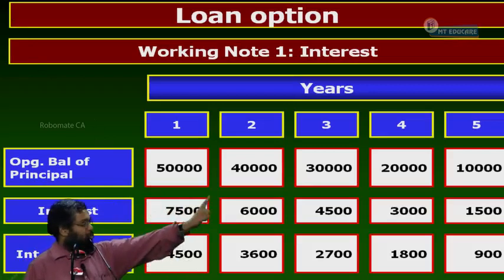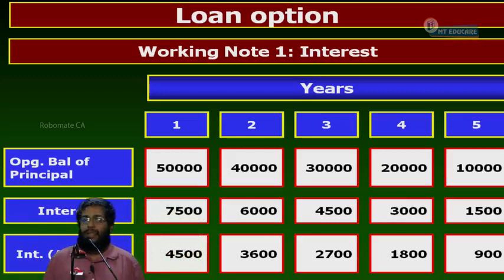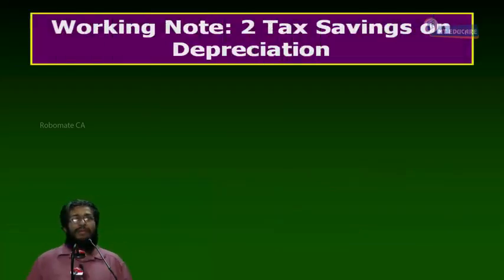The first cash flow is principal, over in step one. The second cash flow is interest after tax. Tell me the third cash flow. Depreciation tax savings. Now, step three: tax savings on depreciation.